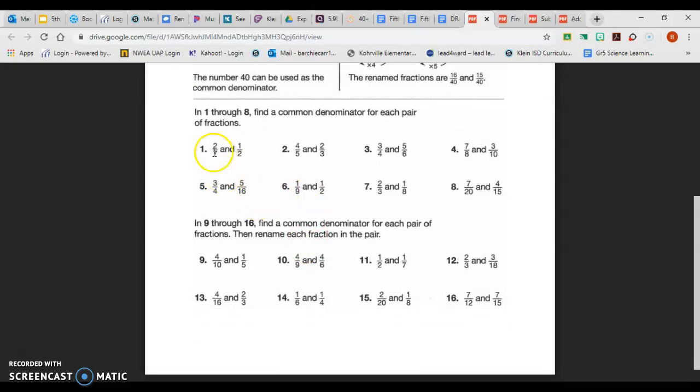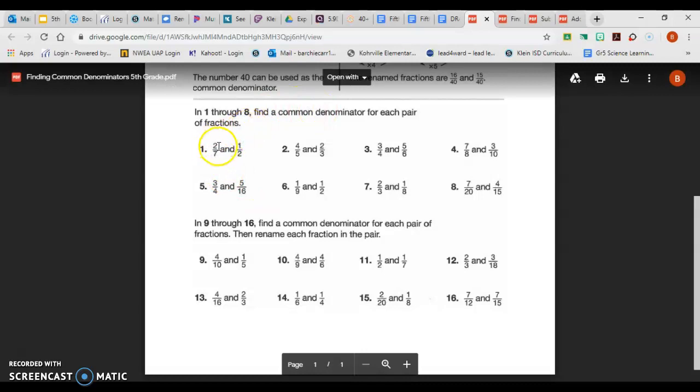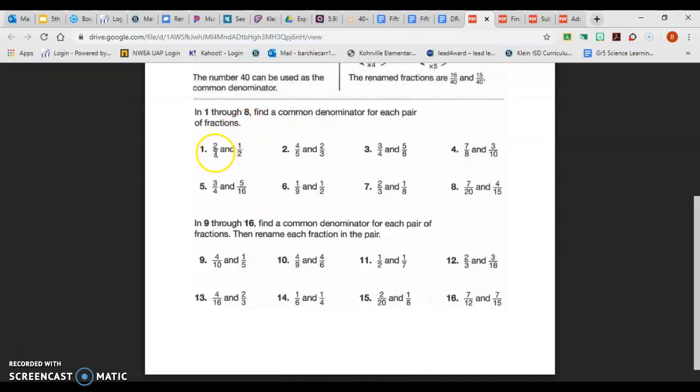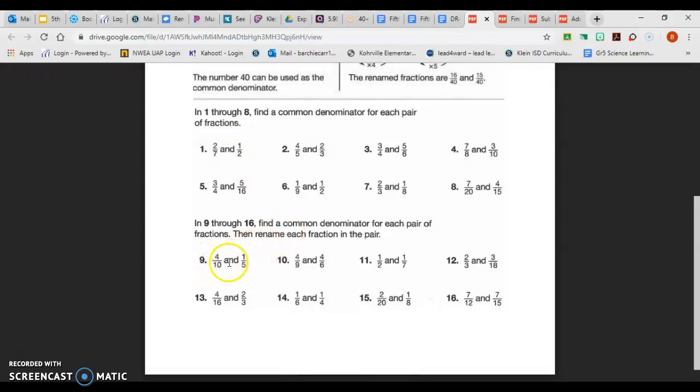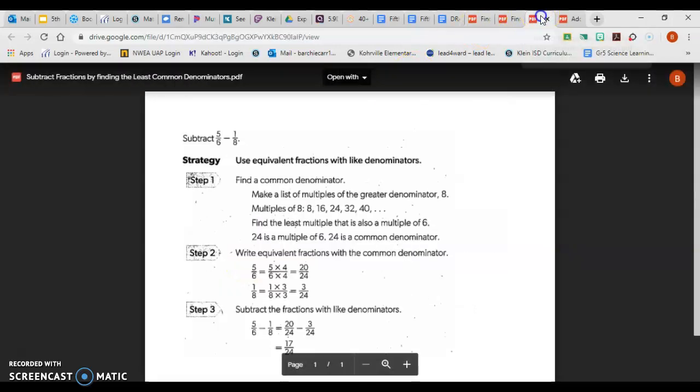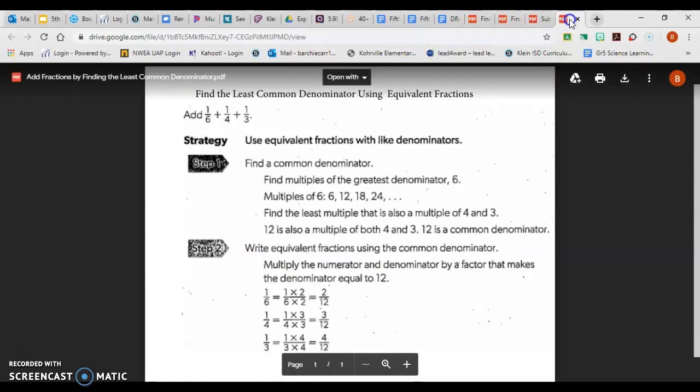adding or subtracting. So for example, this one says find the common denominator for each pair. The common denominator for 7 and 2 would be 14, and that's your answer. You're not doing anything else. Down here, you're actually renaming it, but you're still not adding or subtracting. The common denominator for 10 and 5 would be 10, so this would stay 4/10, and this would turn to 2/10. And again, if you've forgotten how, here are those steps as reminders of how to do that.